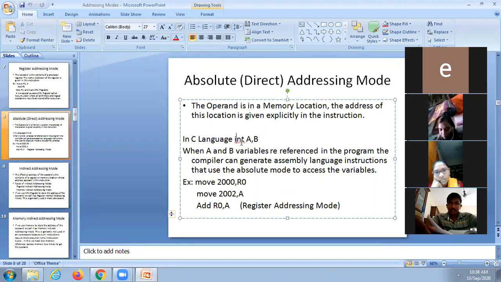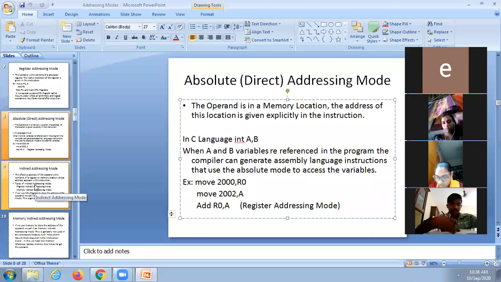Always, address refers to memory only. Whenever I say address, it refers to memory only. If the indirect address is stored in the register, that is register indirect addressing mode. If the indirect address is stored in the memory, it is memory indirect addressing mode.